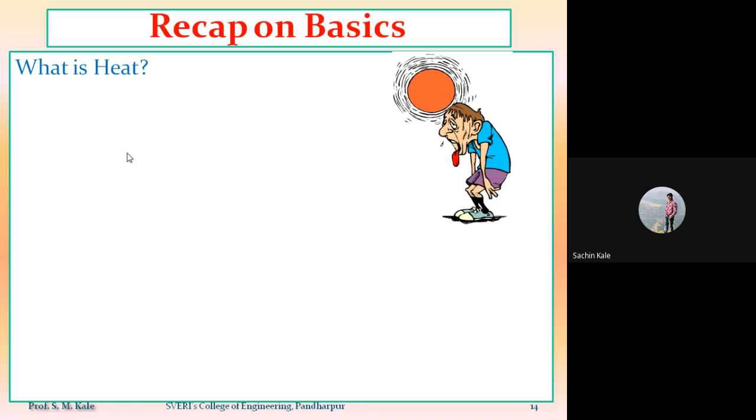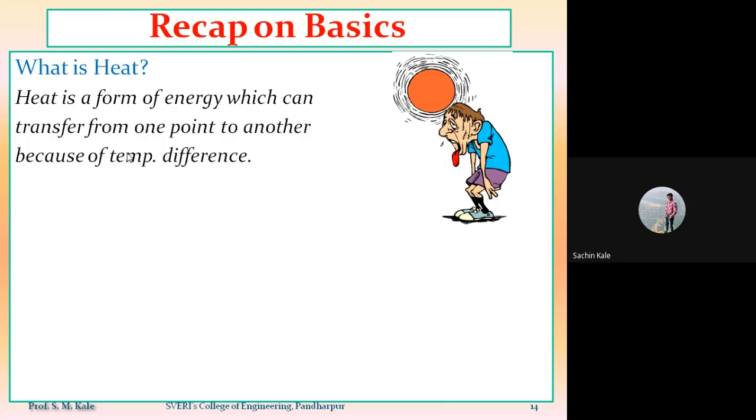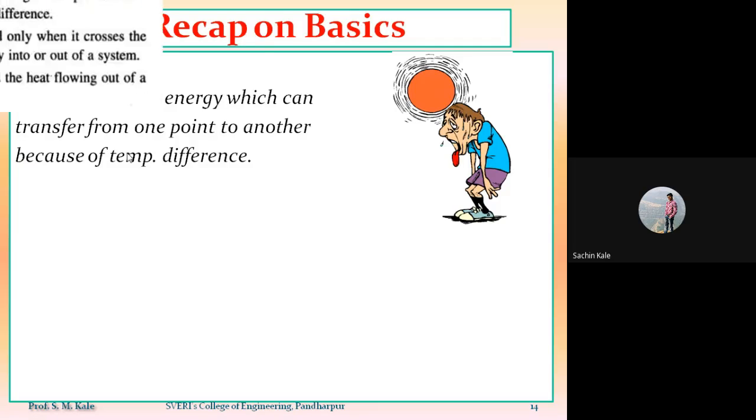So related to the heat, whatever heat is there, it is nothing but one form of energy. It is one form of energy which is transient in phase. Transient means for each and every moment that amount of heat will go on changing, and it can be transferred from one point to another point because of temperature difference. That is called heat.